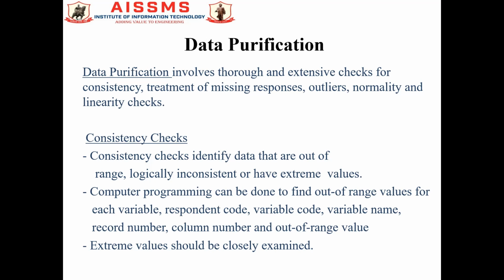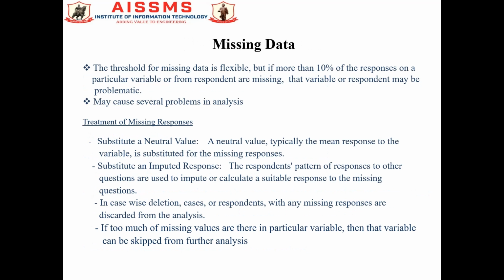So, what do you mean by consistency check? Consistency checks mean we have to check the consistency of the data. We have to identify the data that are out of range, logically inconsistent or have extreme values. Then we can use computer programming to find the out of range values for each variable, along with the respondent code, variable name, record number, column number and out of range values. Extreme values can also be closely examined.